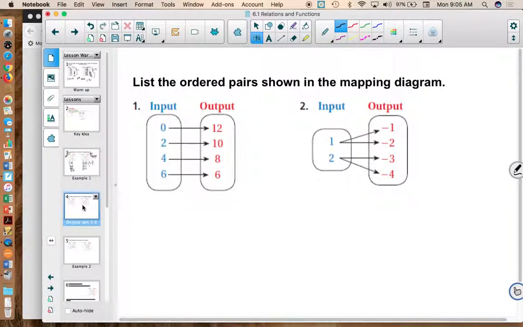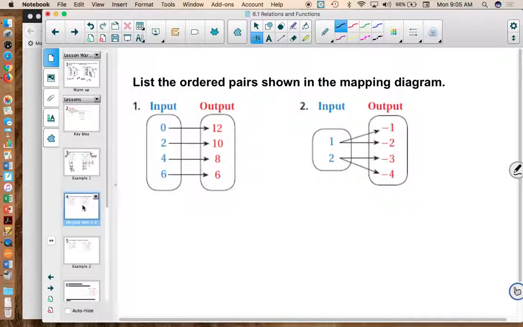All right, look at this one. List the ordered pairs. Everybody has to have the ordered pairs on their paper, and you have to put an F or an NF. F stands for, what would F be? Function. NF, not function. Pretty simple. I see your ordered pairs.